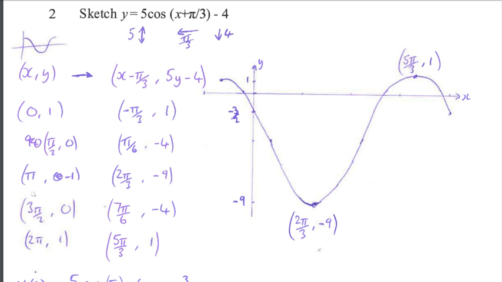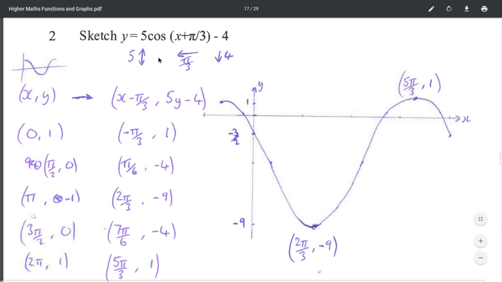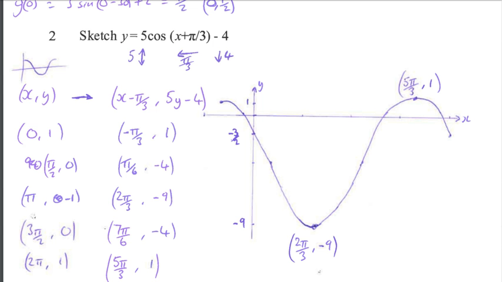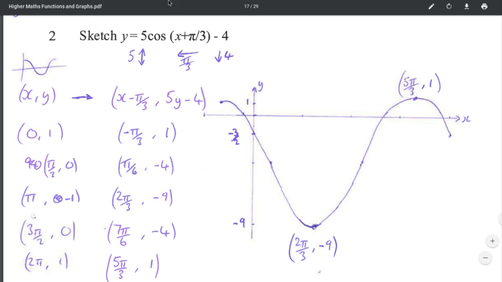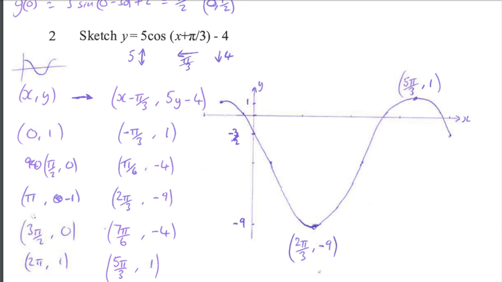So again, first thing to do is to think about what transformations are going to happen to the original y equals cos x graph, which looks like this. We have y equals 5 cos, so that's going to stretch the cosine graph by a factor of 5. So the y coordinate will be 5 times as large. Then we have cos of x plus pi by 3, so that's going to move the whole curve pi by 3 radians, which is 60 degrees if you like to work in degrees, to the left. And then minus 4 will move the whole curve down by 4.